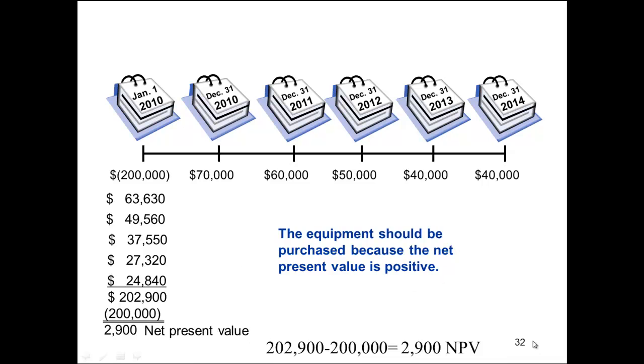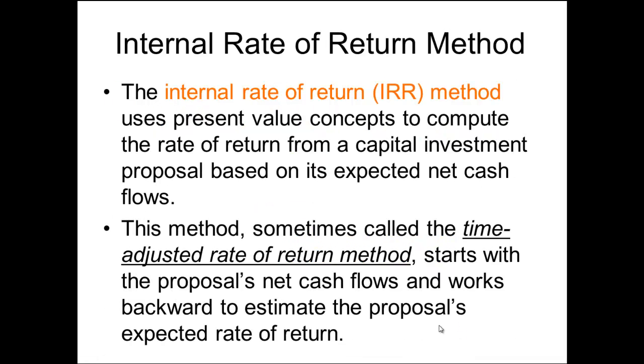Now, if we have multiple pieces of equipment that we're considering, we'd want to choose the one with the highest net present value. The internal rate of return, or IRR method, uses present value concepts to compute the rate of return from a capital investment proposal based on its expected net cash flows. And this is the last of the 4 different methods that we're going to learn about in this class.